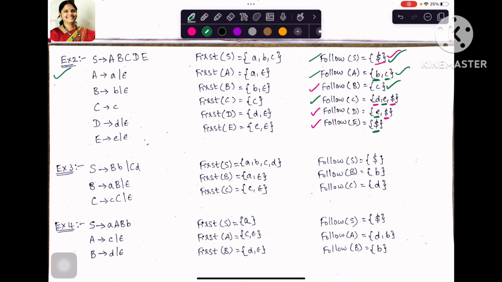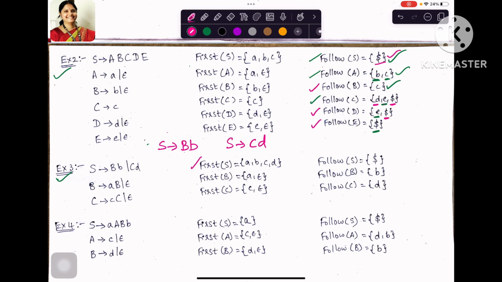Now let us solve the example 3. So here we have considered the three productions, that is S produces BB, CD, B produces A, B slash epsilon, and C produces C, C slash epsilon. So now let us calculate the first of S. To calculate first of S, we have to find out the S productions, that is S produces BB is one production and S produces CD is the other production.